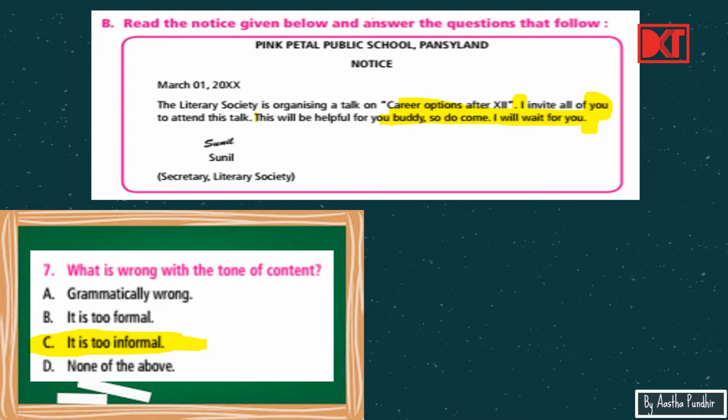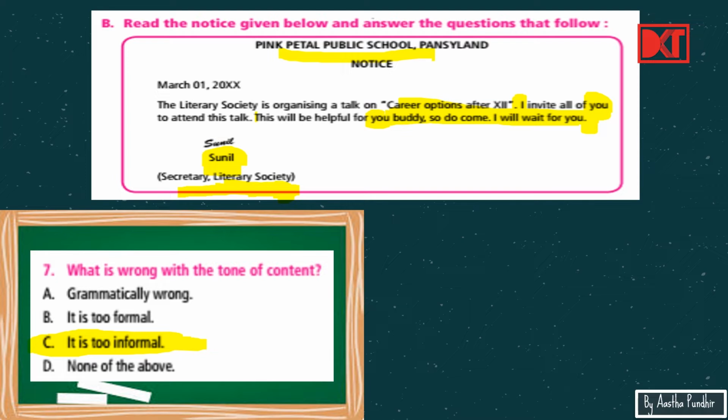It is usually supposed to be in passive voice. So to avoid the use of personal pronouns, that I invite all of you, this is not a personal message, right? It is a notice which is going to be put out in the public arena, on the notice board. So that's why you have to avoid these personal pronouns as much as possible. Although it is being written by one person, it is written on behalf of the Pink Petal Public School's Literary Society. So it is a sort of business communication, a formal communication, and needs to have a certain tone.